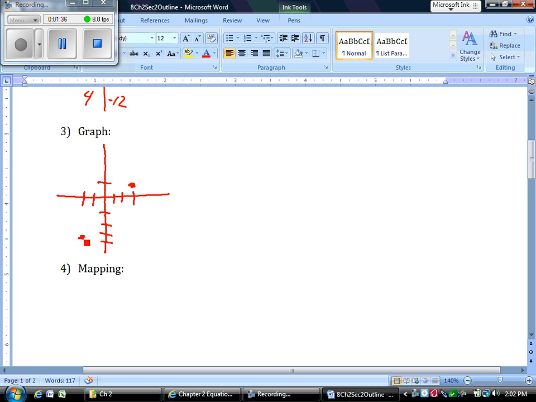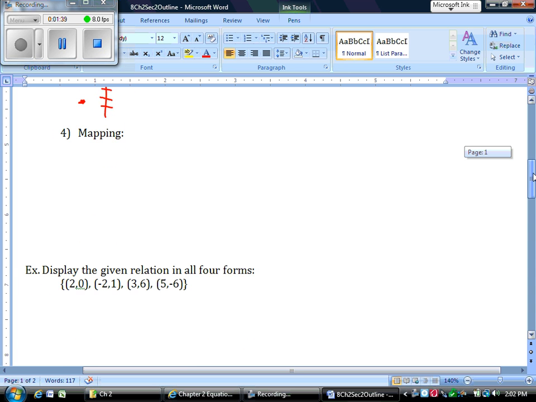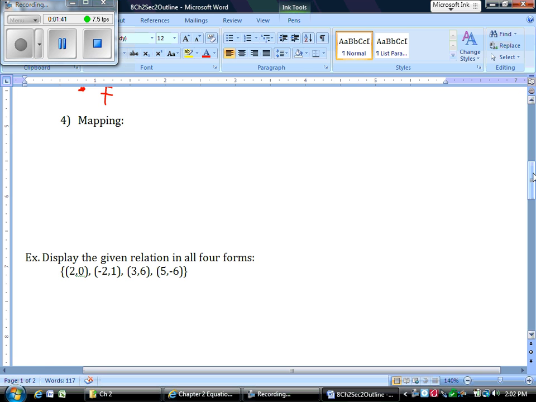Now, the last one that's new is called a mapping. It looks similar to an XY chart where we have this list of x's and this list of y's. We might have 1, 2, 3, 4 in the x and 5, 6, 7 in the y. What a mapping does is it draws an arrow from every x value to every y value. So if 1 is supposed to be paired up with 6, I draw an arrow from 1 to 6. If 2 is supposed to be paired up with 5, I'll go from 2 to 5.